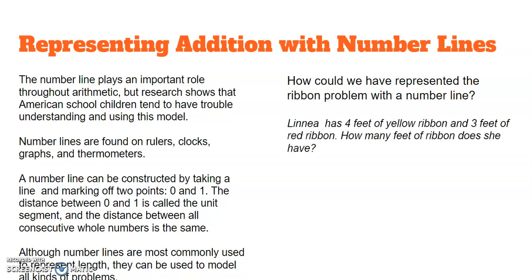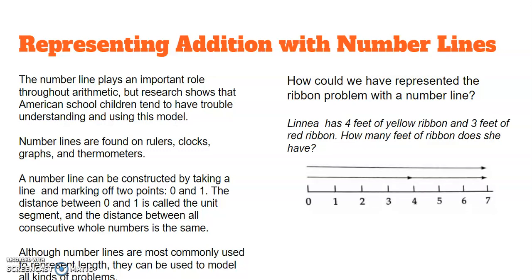Linnea has 4 feet of yellow ribbon and 3 feet of red ribbon. How many feet of ribbon does she have? We could start by drawing a number line, going from 0 to 7 in this case, but we could go from 0 to 10.